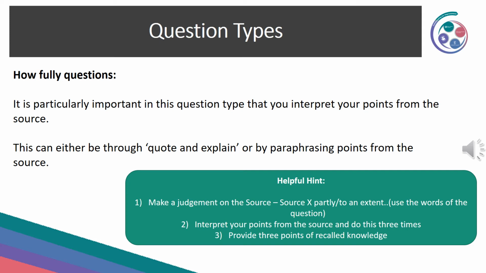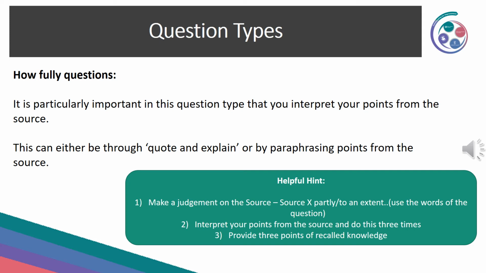become available to you. Your second step is to interpret your points from the source, and you need to do this 3 times. You can either interpret through quoting and then explaining your quote, or by paraphrasing points from the source. Either method is perfectly acceptable, and your teacher will have advised you on the method that you have used in class.